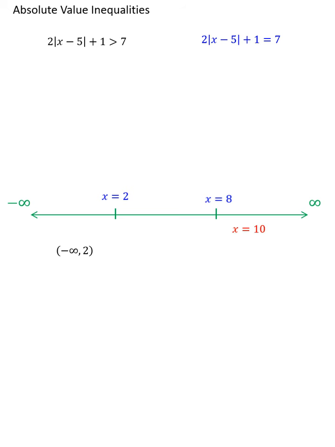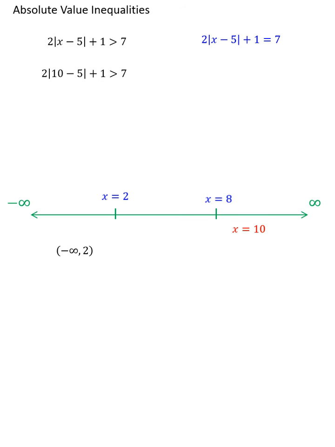And now let's try the third interval. I've chosen 10 here. You don't have to choose 10. You can choose 11 or 13 or a million. All those numbers are between 8 and infinity. So I've chosen a number between 8 and infinity, and I'm plugging that in.